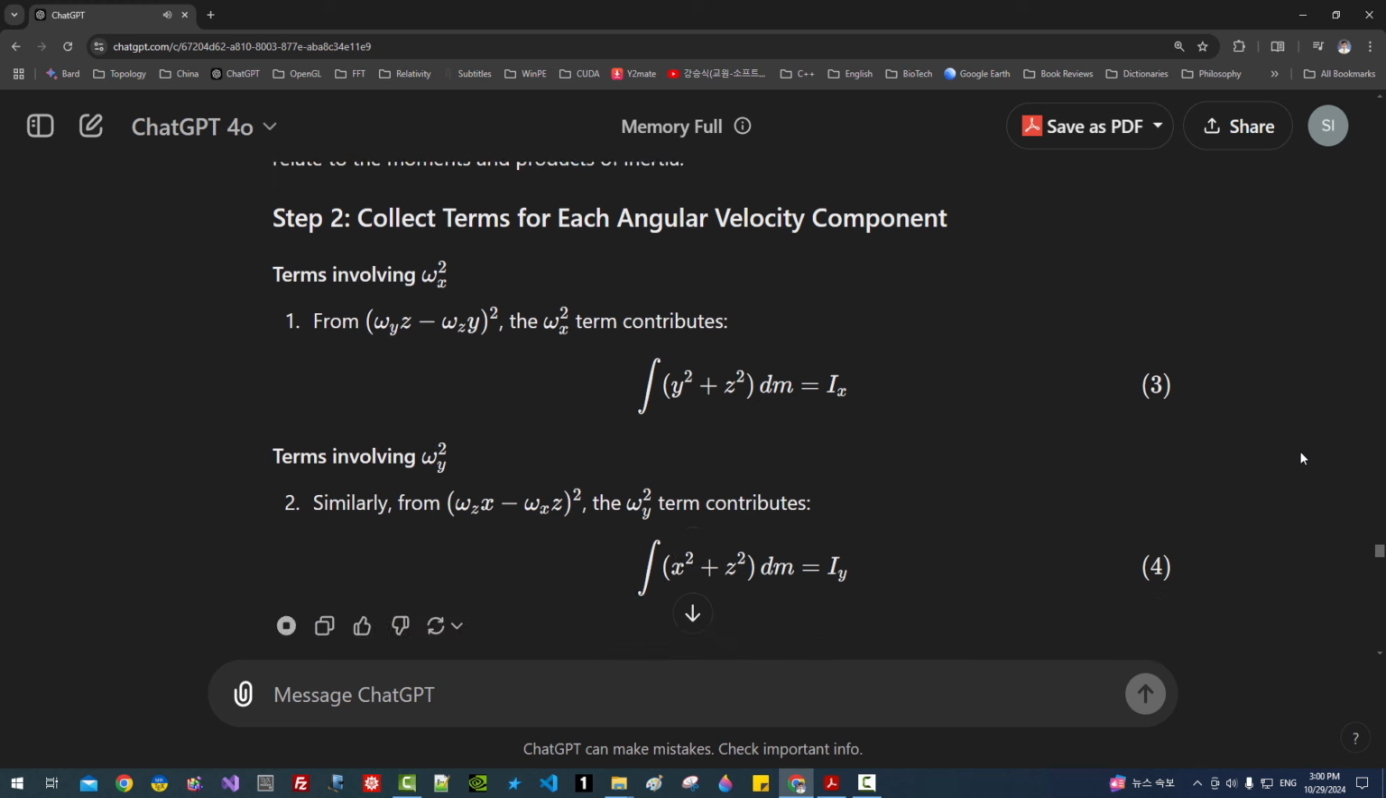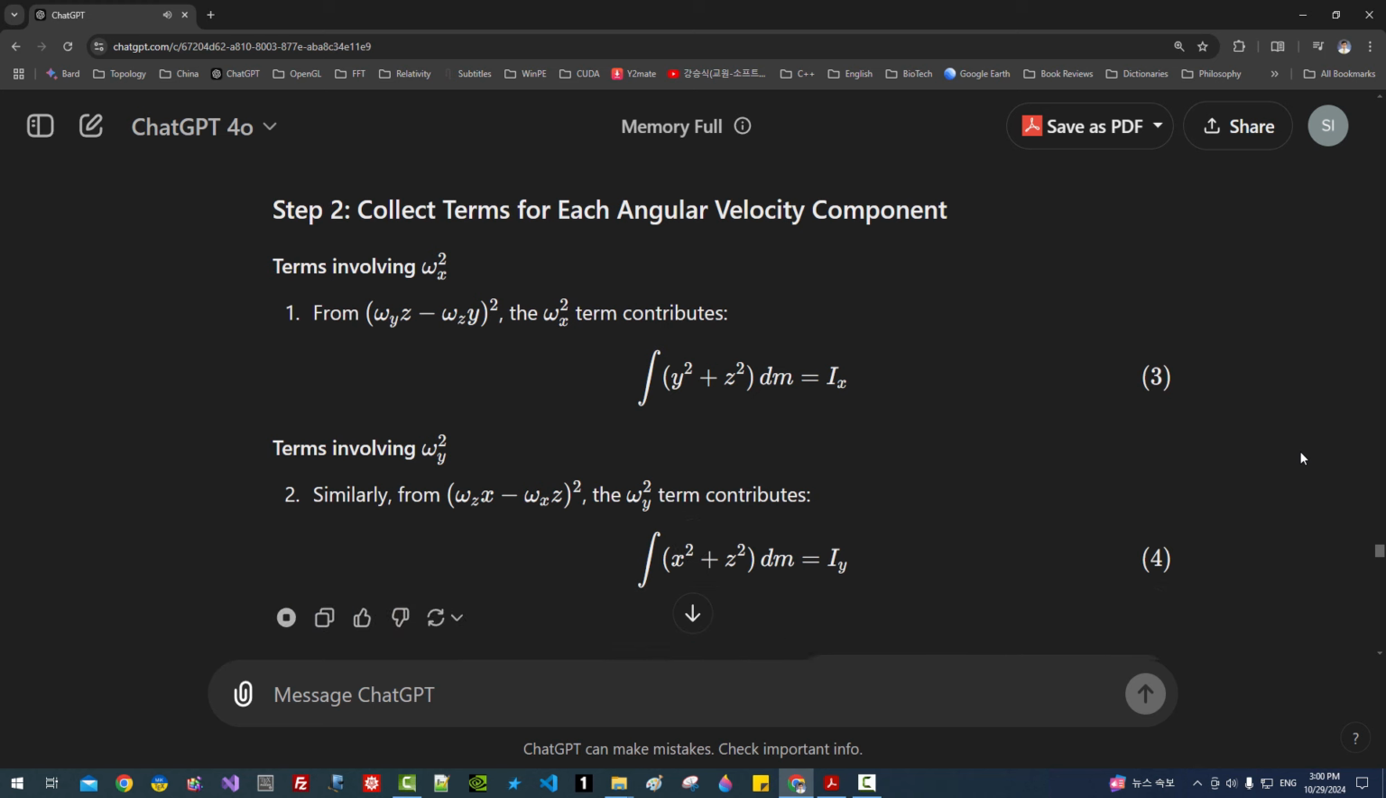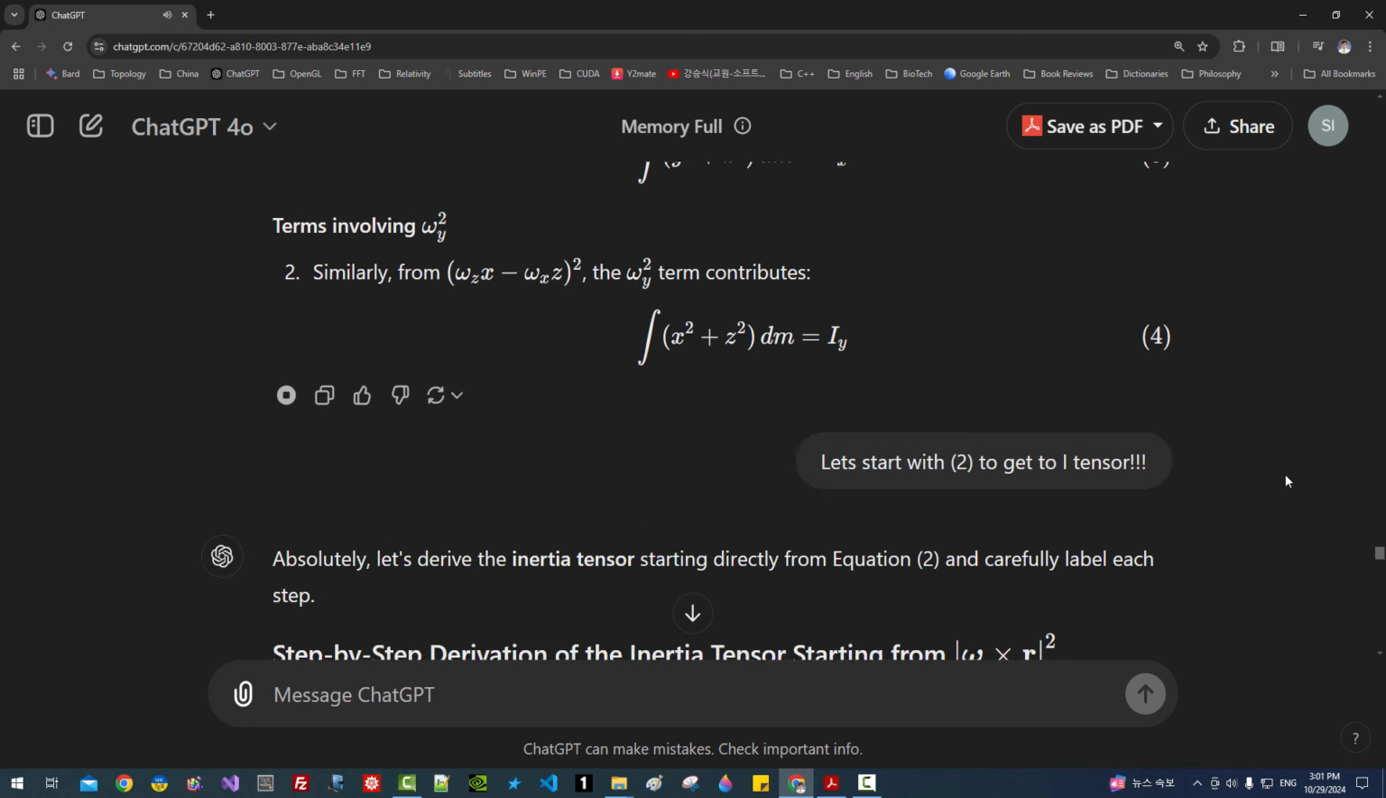Step 2. Collect terms for each angular velocity component. Terms involving ω_x²: 1. From (ω_y z − ω_z y)², the ω_x² term contributes the integral of (y² + z²) dm, which equals I_x. Terms involving ω_y²: 2. Similarly, from (ω_z x − ω_x z)², the ω_y² term contributes the integral of (z² + x²) dm, which equals I_y.